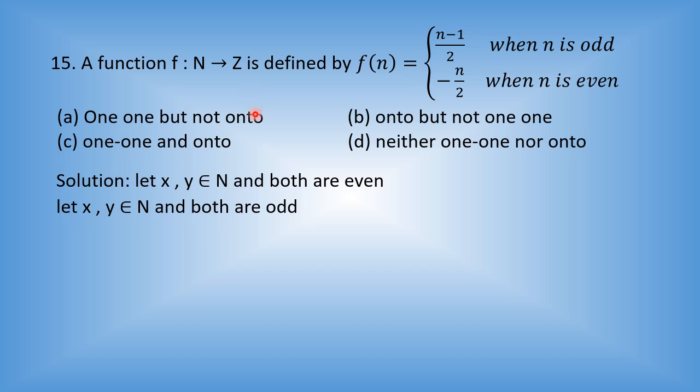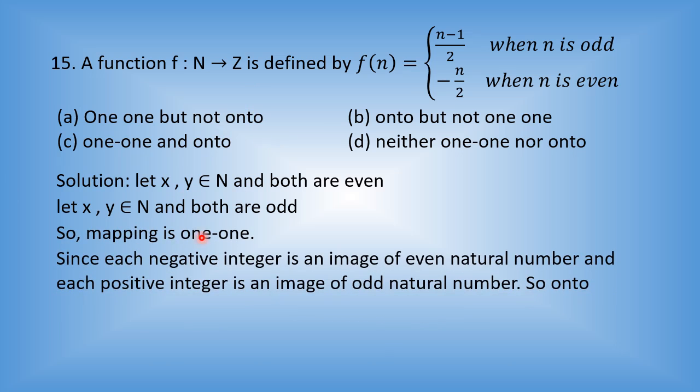The next one is onto. We know the definition of onto. For every element of this set Z, there is at least one pre-image in the domain. For every element of this set Z to have at least one pre-image in N, that defines onto. In general, if the codomain set is the range set, then we say that the given function is onto.